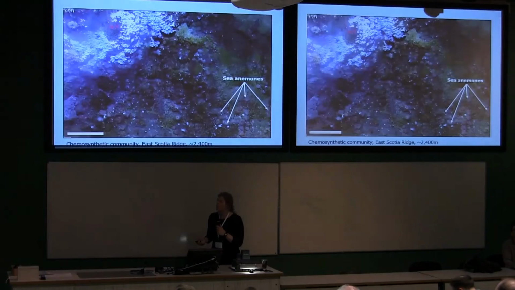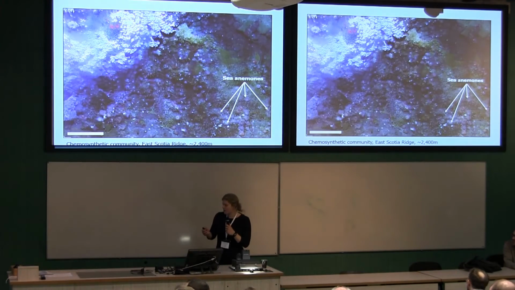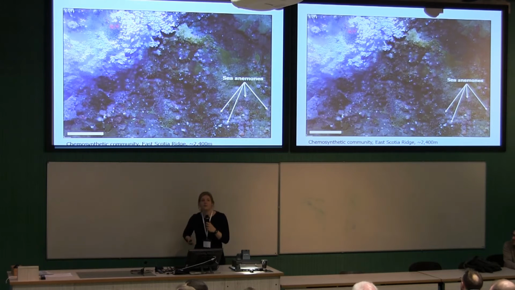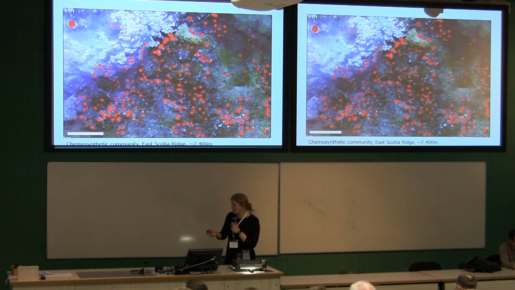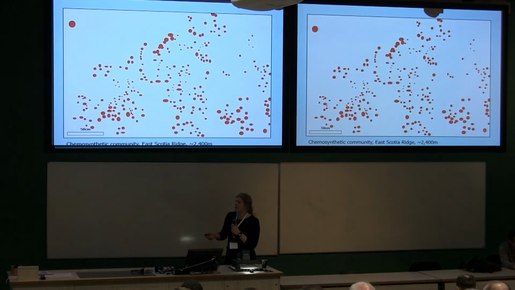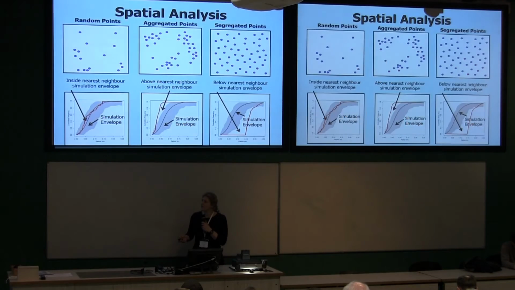So to try and demonstrate what I mean, this is a modern deep-sea chemosynthetic community, and we can see there are hundreds and hundreds of little sea anemones around here. And we can mark out where they were. If we remove the photo, we have their spatial distribution, which we can then analyse.